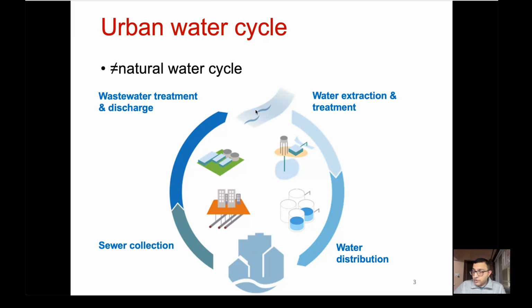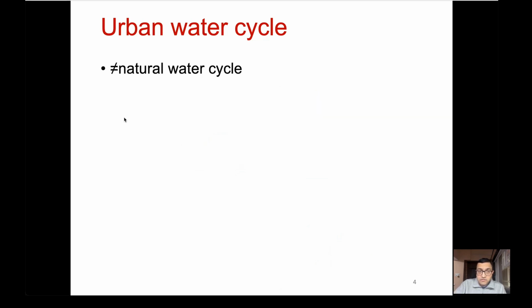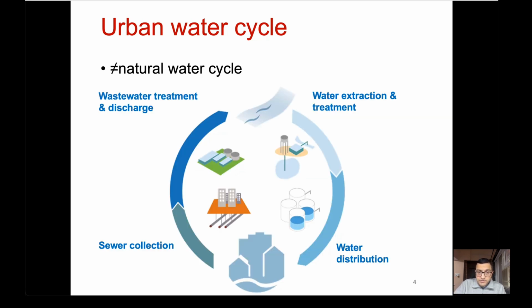So overall, this forms the urban water cycle, and a lot of the issues that we're going to talk about are housed within this context of the urban water cycle.